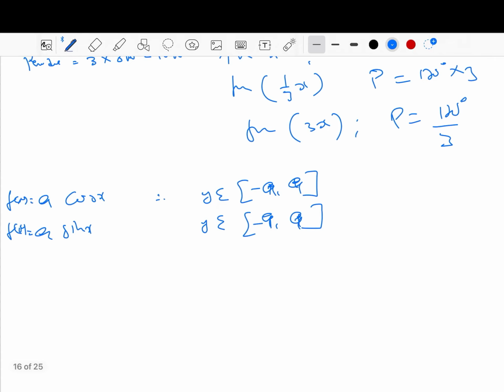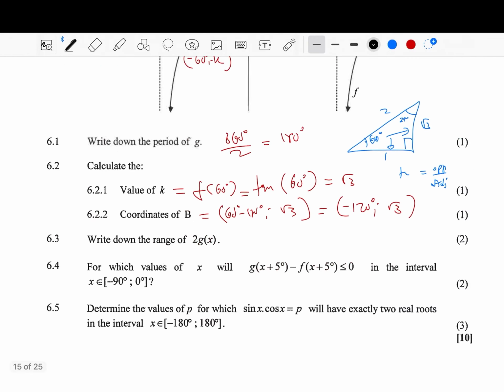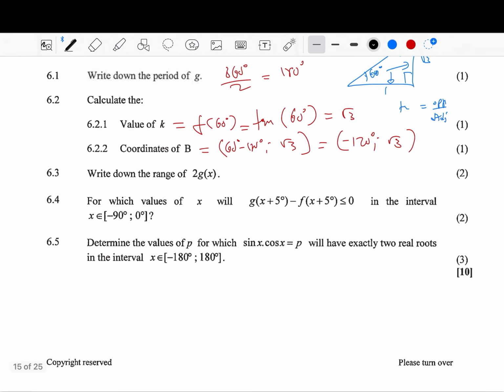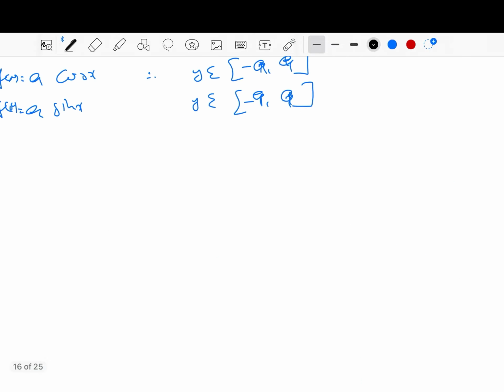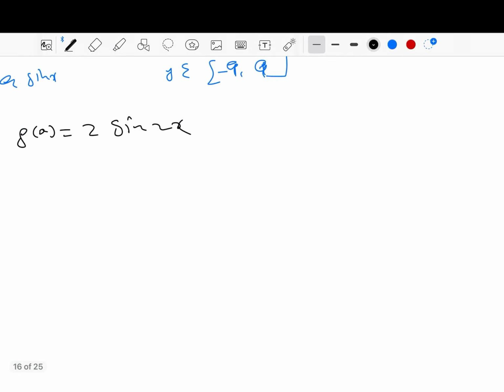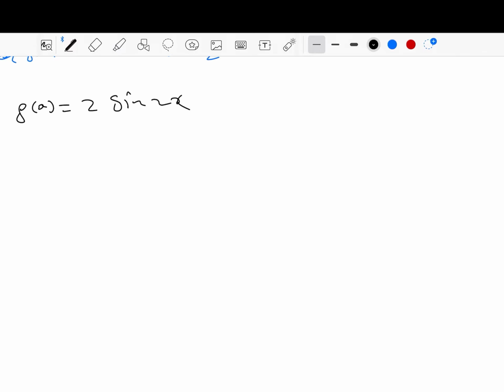So now in this case, we're looking at g. So g is equal to 2 sine 2x. So if you're looking at g alone, g is 2 sine 2x. Okay, so what is the range of g? The range of g is negative 2 to 2.